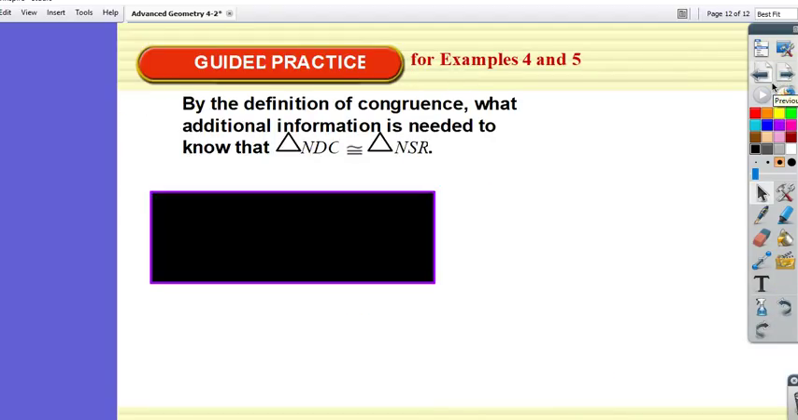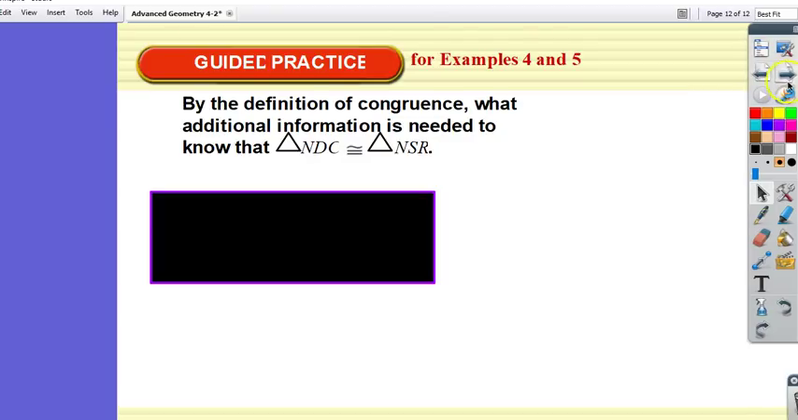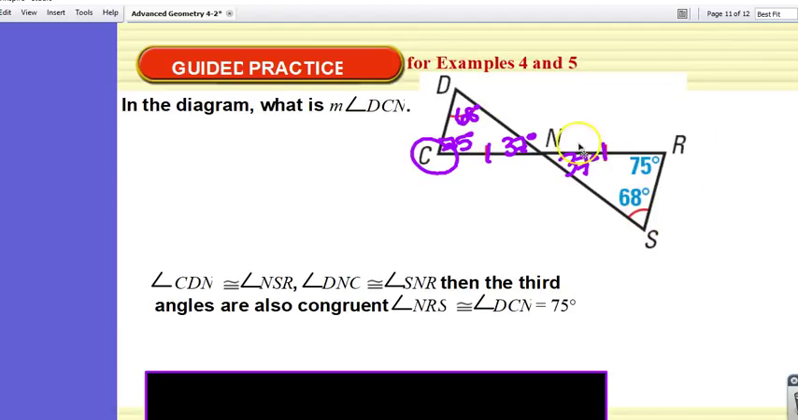So our last slide of the day. By the definition of congruence, what additional information is needed to know that the two triangles are congruent? All right, so this is going back. So what additional information do you need to know? So this is example 4 and 5. NDC and SR. Okay, so for these to be congruent, what else do you need to know? So we know that they have all equal angles, correct? Do we know anything about their sides? We know that CN is congruent to RN, but what else do we need to know?